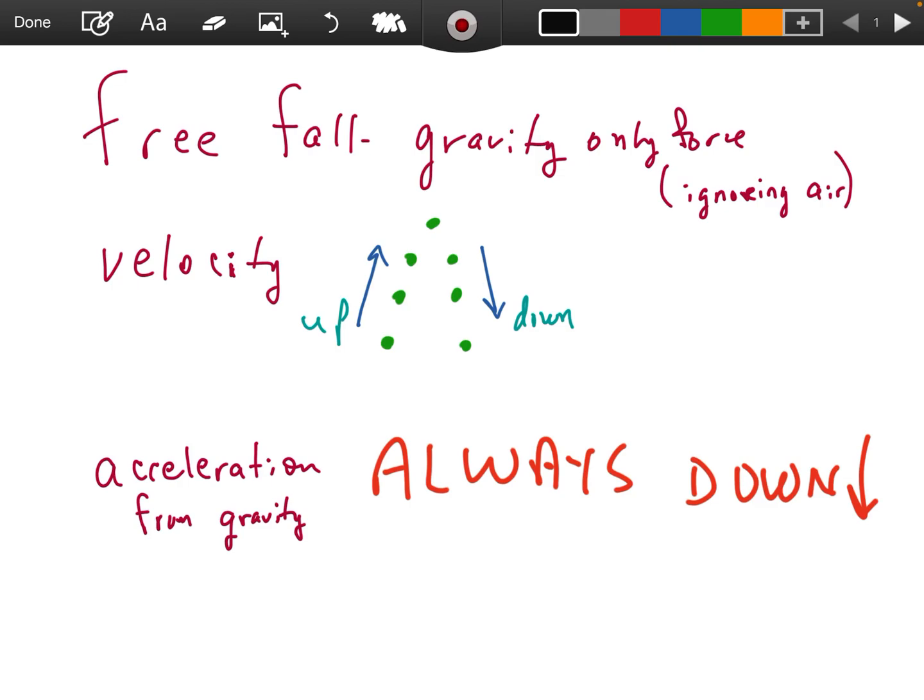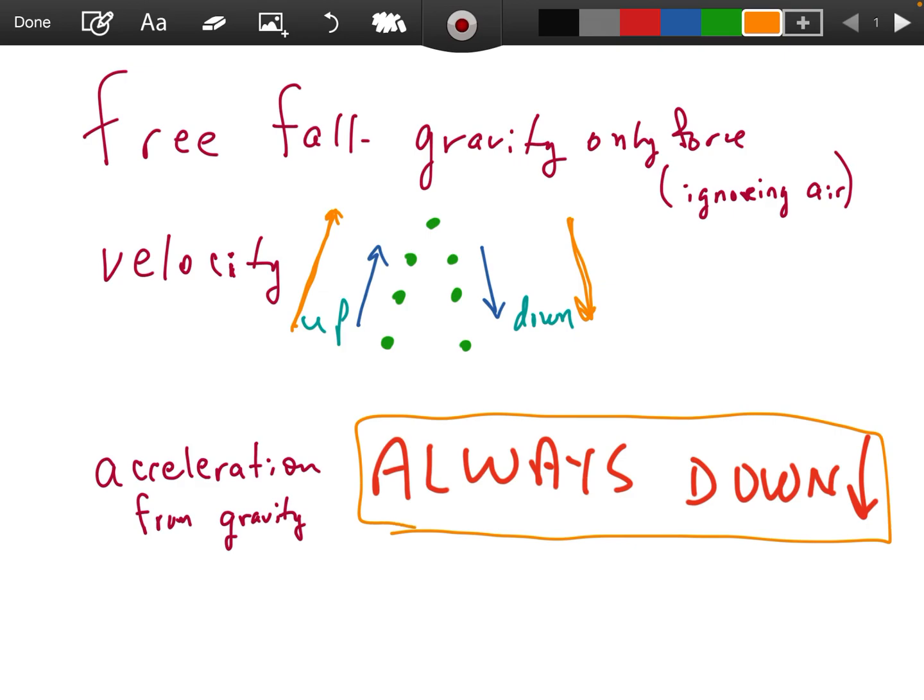So if you throw something up and it comes back down, the velocity is up and then the velocity is down. The velocity can be up or the velocity can be down. The acceleration from gravity is always down. Gravity is always down. So if you throw something up, it's going to be slowing down. And then it starts to speed up again.